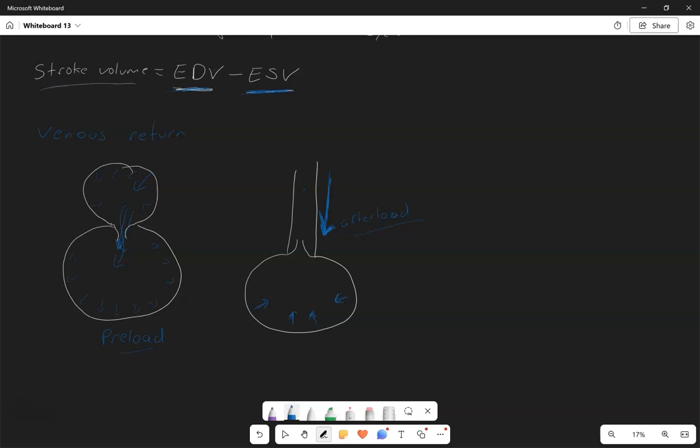That means it's going to decrease my stroke volume. And that's going to do what to my cardiac output? It's going to decrease my cardiac output. So hypertension, like increased blood pressure, will cause a decrease in our overall stroke volume, which causes a decrease in our cardiac output. Okay?